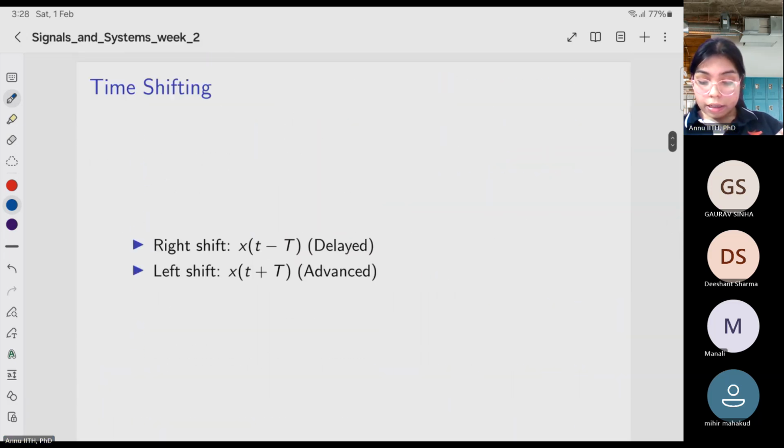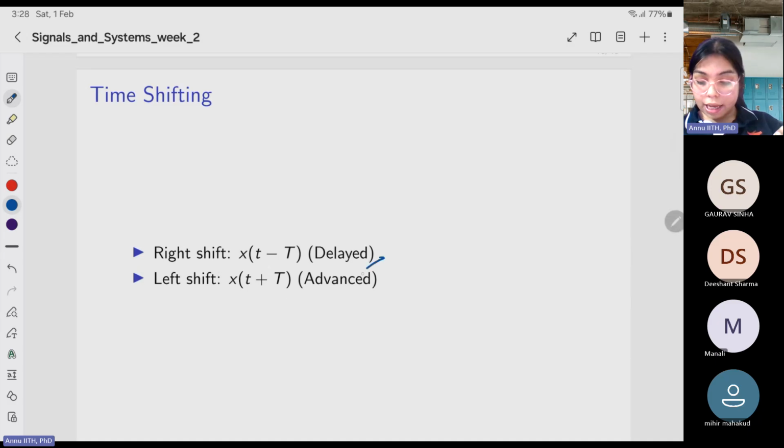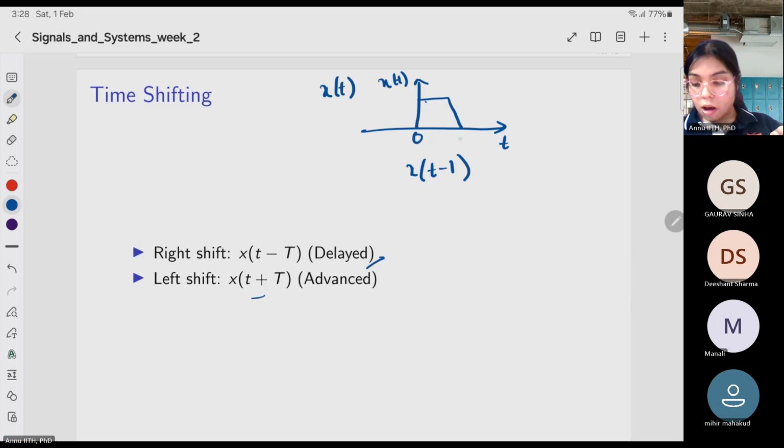And if we are doing a right shift, it is delayed, and if we are doing a left shift, then it is advanced. Let's take a simple example, x(t). Let's say you want to do x(t−1). How will you do it? I will tell you a trick that you will never forget. How will the signal look? Whenever this negative sign is there, you have to do the opposite in the time domain. So you have to do t plus 1 in the time domain.